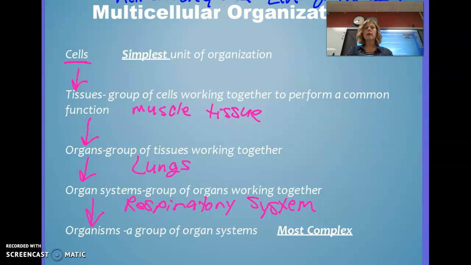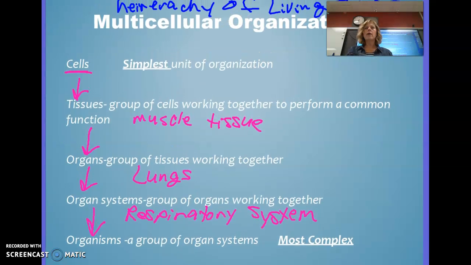And then just really quickly, this is the hierarchy of living things for multicellular organization. So cells are the simplest unit in all living things. Cells make up tissues. Tissues make up organs. Organs make up organ systems. And then organ systems make up organisms. So a group of cells working together to perform a common function makes up tissue like muscle tissue.